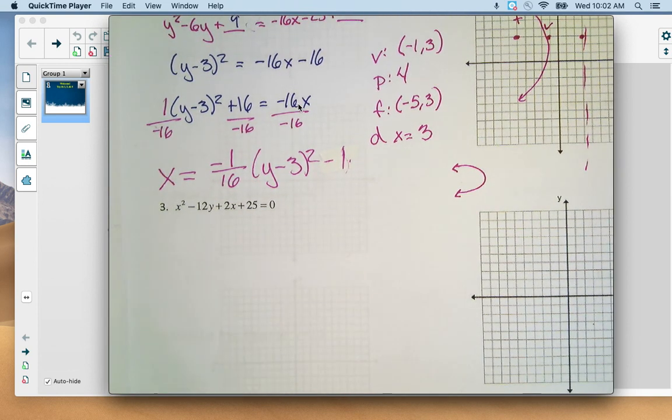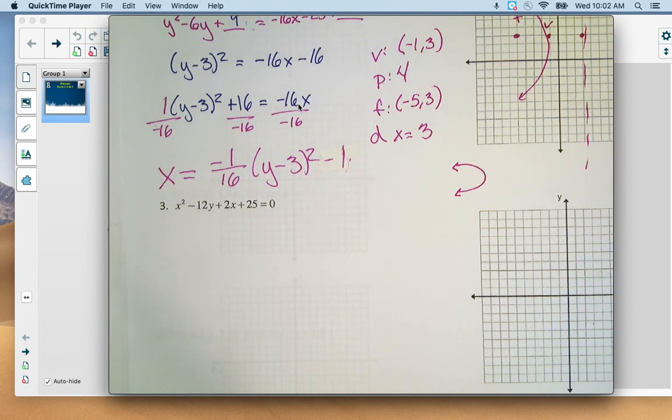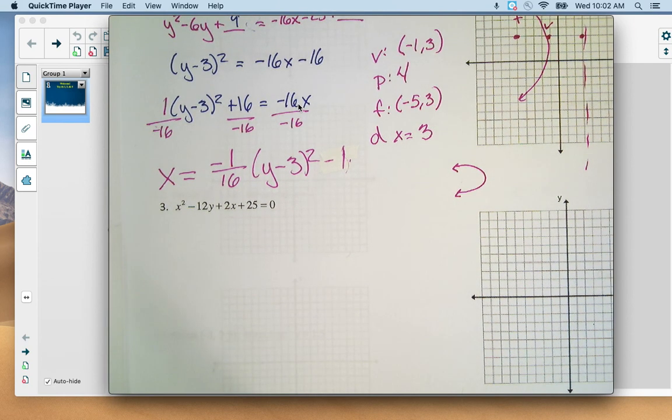Taking a look at number 3 before we do anything else. Is this going to face up? Is it going to face down? Is it going to face left? Is it going to face right? Is it x squared or is it y squared? X squared. So we're talking up and down, right? Is it going to face up or is it going to face down?